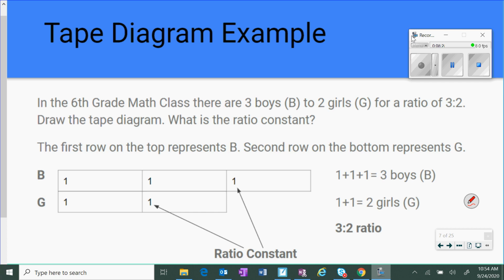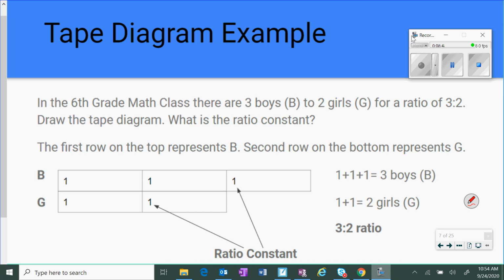Okay? So the first row on the top represents B. Why? Because it's the first thing listed in my ratio. So it doesn't matter which number is bigger, guys. Whichever is listed first goes on top. Everybody good on that? Okay. The bottom row has 2 boxes. Why? Because my second number is a 2.